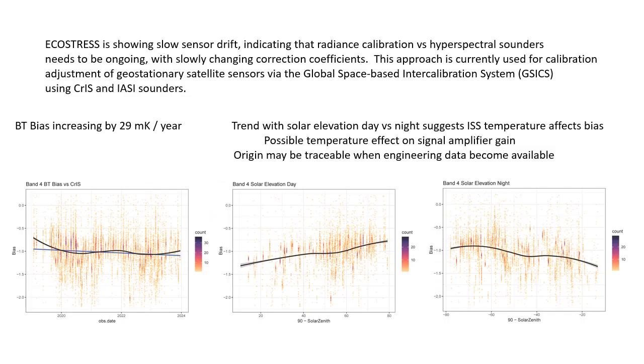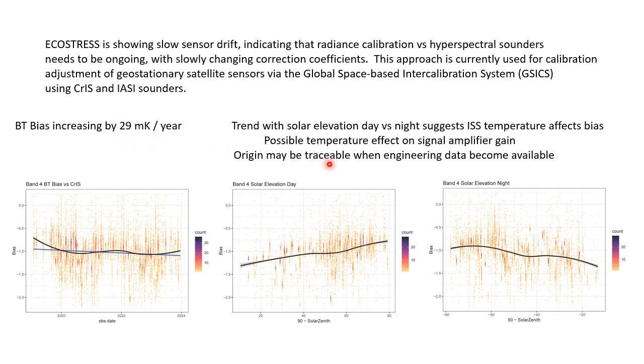We're also seeing some long-term sensor drift. The bias at the beginning of the record in 2019 is on the order of -1, and it's a little bit more than -1 Kelvin brightness temperature bias by the end of 2023. That bias change is about 29 millikelvin per year.